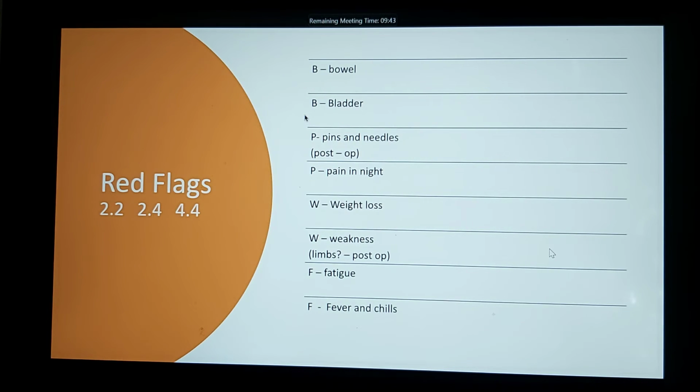Then pins and needles, especially if it is a post-op client. Ask if there is any excruciating pain at night that doesn't let them sleep, any weight loss or weakness. It is especially important to ask about limb weakness after post-op, because if someone has not even stood after surgery, then you have to ask how they feel. Do they feel they can't move their legs at all? Then how tired do they feel, and have they had any fevers and chills in the last month or so? So these are our red flags for the cardiorespiratory cases that are the common ones to deal with.